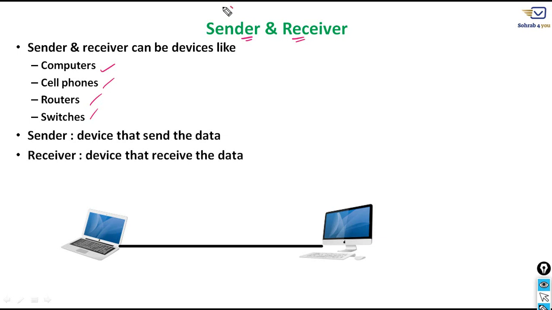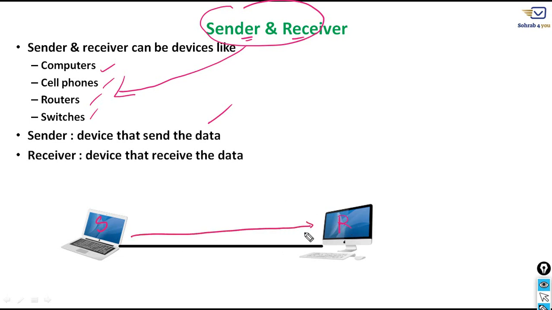So sender and receiver, the main idea of the sender and receiver is about these types of devices. Sender means the device that can send the data. Receiver is the device that can receive the data. So now you can say this is one computer, we call it sender. This is another computer, this is called receiver. This is going to send the data to this. This is called sender and receiver.